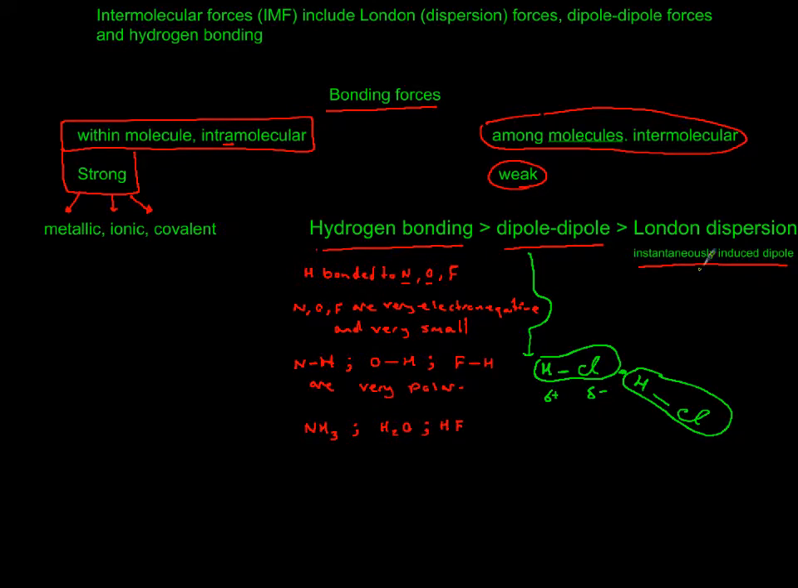Finally, London dispersion is just for nonpolar entities. So for example, if I put a chlorine molecule, it's perfectly happy, but these electrons are going to move randomly and they might instantaneously get locked in one position, and they're going to induce a polarity into the neighboring molecule, and there will be a weak attraction known as London dispersion.